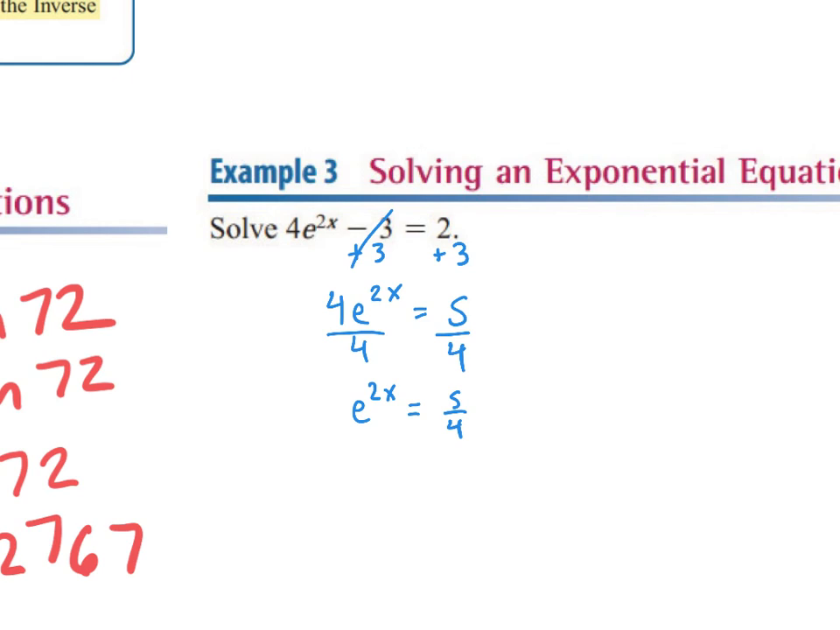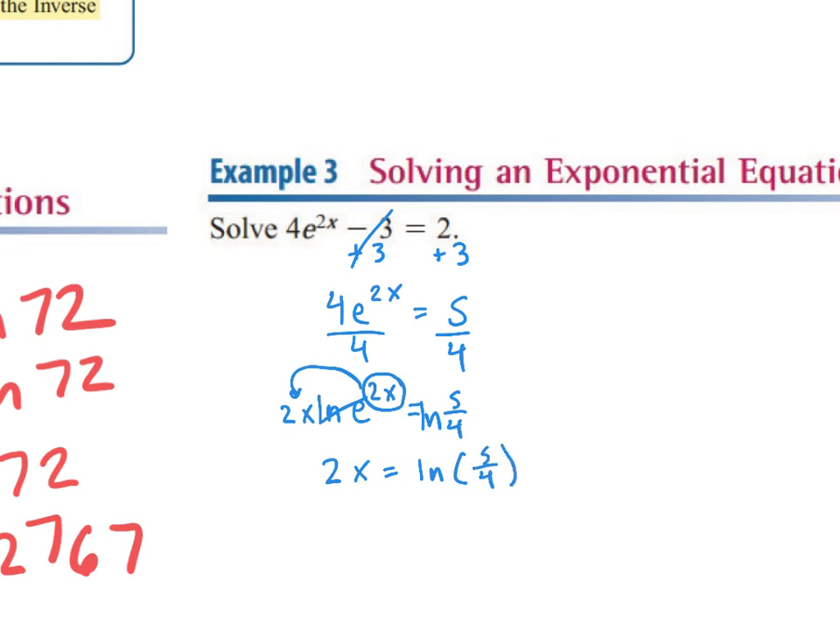Now we have this e to the power of 2x, so to get rid of an e to the power of x, we need to take the ln of both sides. So this 2x exponent here comes out front. Ln of e is 1. So this is 2x is equal to ln of 5/4.